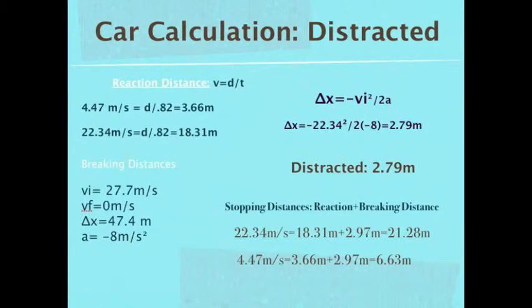After my focus results, I determined my distracted reaction distance and braking distances. I also used my acceleration rate and determined the average distracting distance was 2.79 meters. My stopping distance was determined by the reaction distance plus the braking distance. For my 22.34 meters per second, I got a total of 21.28 meters for my stopping distance. For my 4.47 meters, I got a total of 6.63 meters.